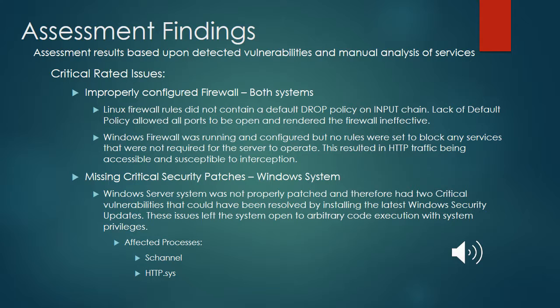The next most important, and likely equally as important as the firewall issues, was the fact that there were critical security patches missing from the Windows system. There really wasn't any reason for these not to be patched, as patches have been available. These two critical vulnerabilities left the system open to arbitrary code execution with system privileges. They allowed S-channel attacks, as well as severe vulnerabilities in the http.sys and the HTTP stack.